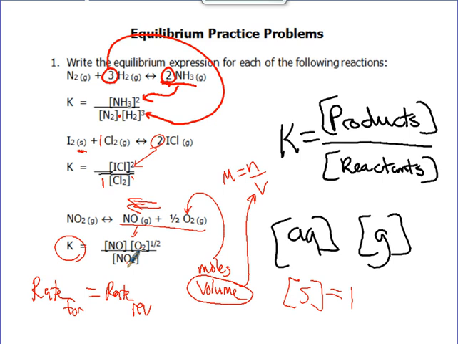And then the reaction's not at equilibrium. It's going to shift to get back to K. And the same thing's true with pressure. If you change the pressure, you're going to have more collisions on one side versus the other, and it's going to shift to get back to K.